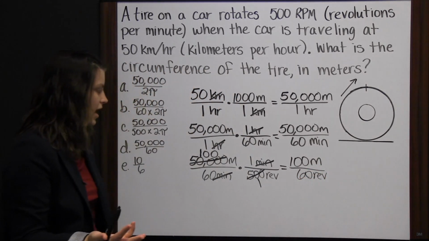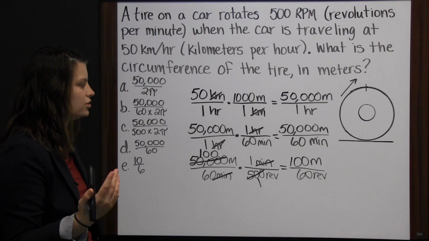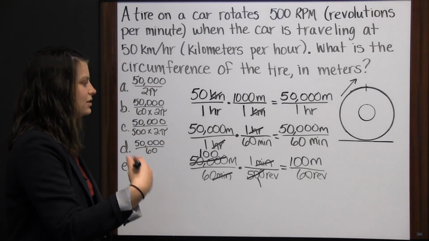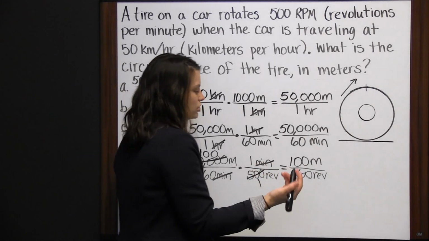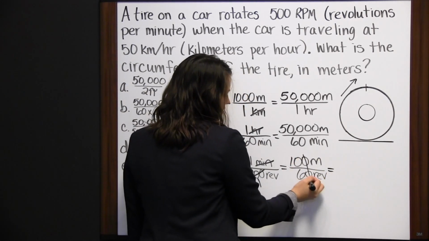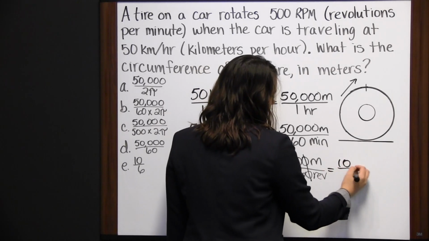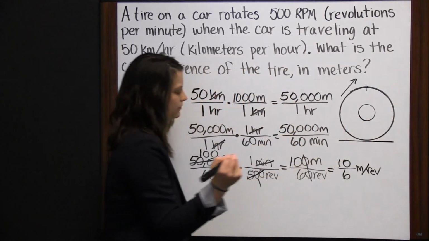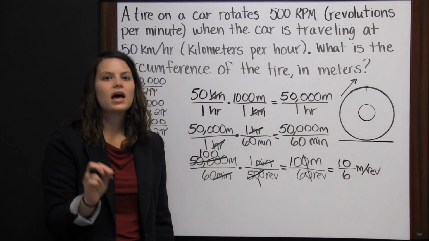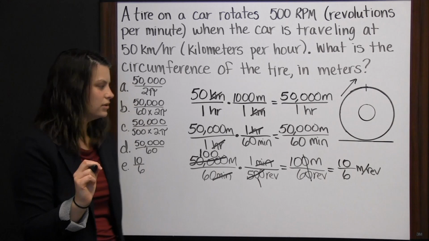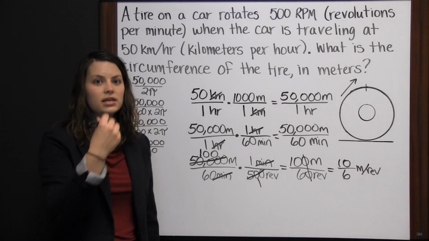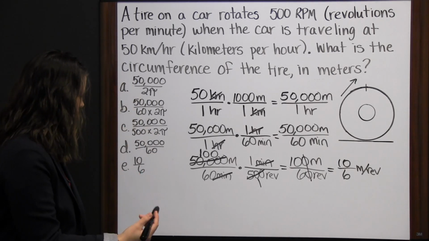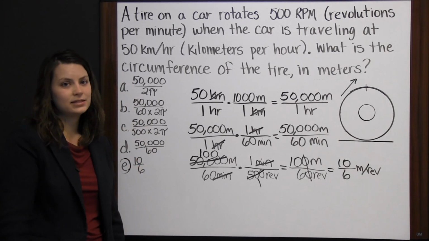So now I found that every 100 meters, it's going 60 revolutions, which I can then simplify by canceling out the zeros, and I get 10/6 meters per revolution. So it goes 10/6 of a meter every revolution. And again, a revolution is 1 time all the way around the wheel, which is the circumference. So our circumference is 10/6.